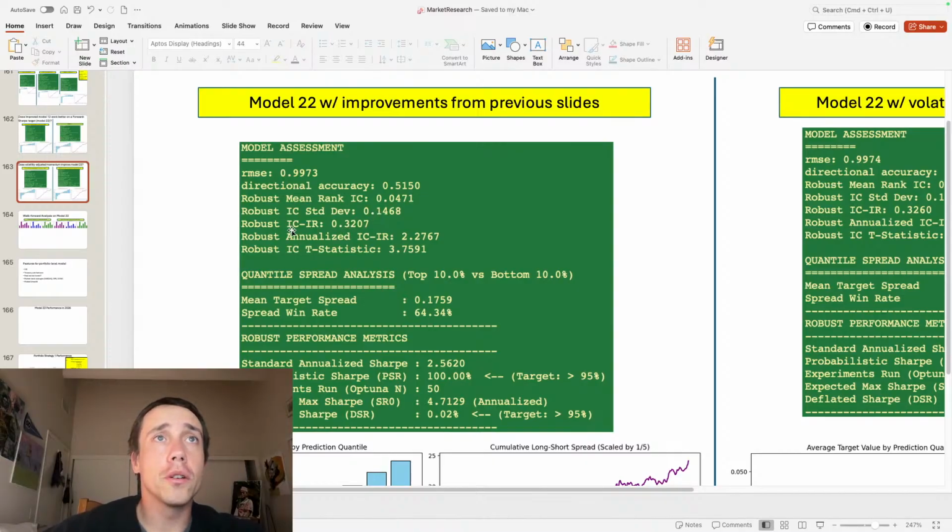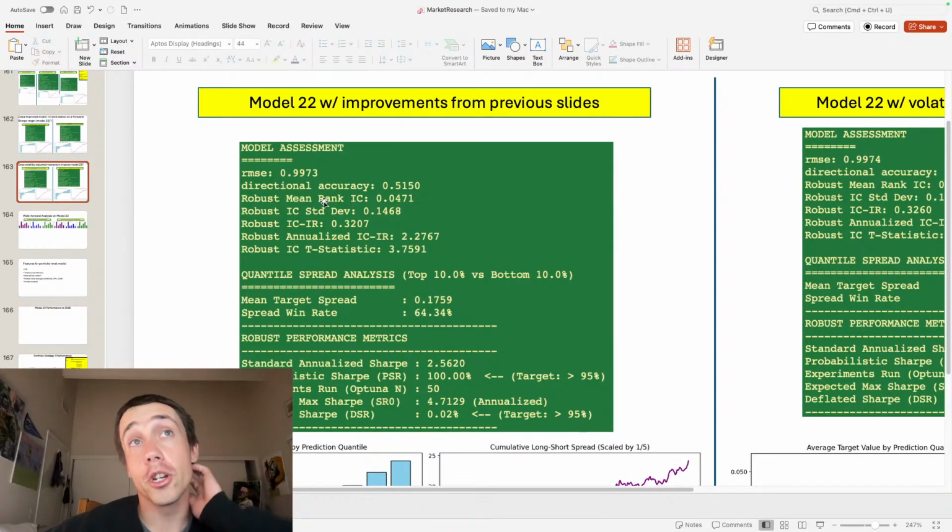The information coefficient to information ratio on a daily basis and a yearly basis I'm looking at. I forget what my goal is for the daily one, but the annual one I'm shooting for 0.3 and I'm getting 2.2, so quite a bit larger. And the t-statistic I'm shooting for 1.95, I believe, and I'm getting 3.75. So I'm beating all the metrics I'm looking at by a fair margin.